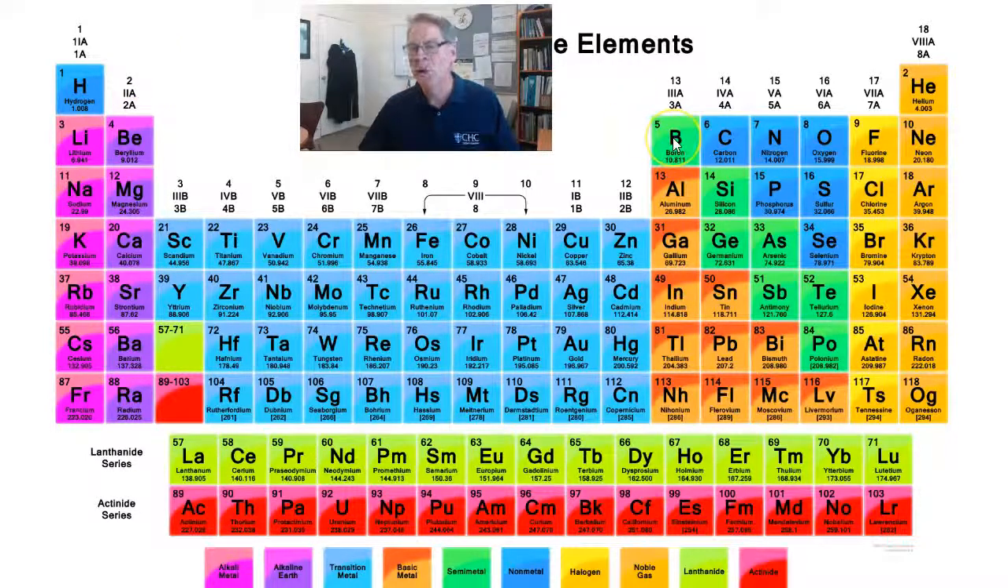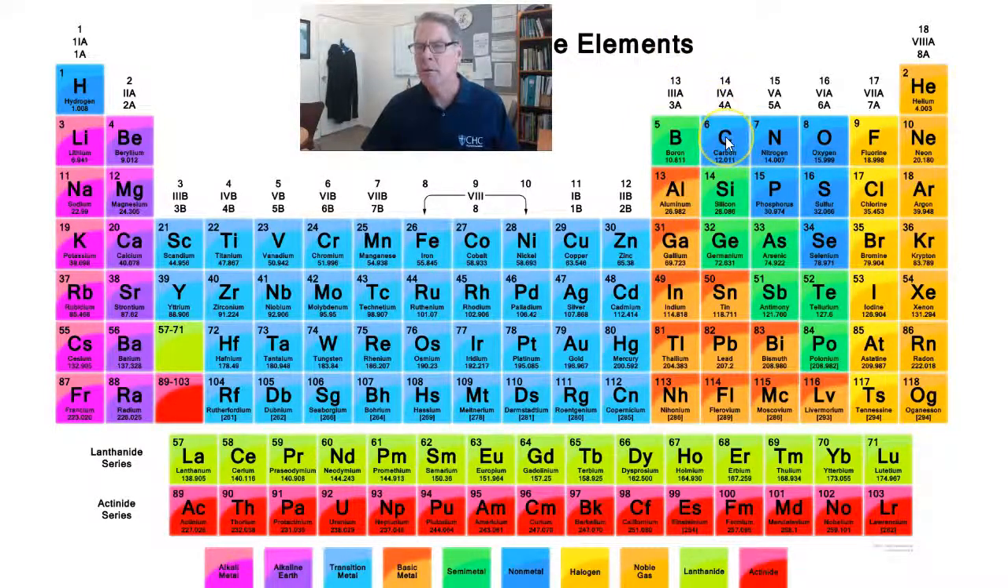Boron's 5, it can lose 3 to look like helium 2, or it can gain 5. It actually sometimes does both, but mostly it loses 3. So aluminium 13 can gain 5 to look like argon, or it can lose 3 and look like neon. It loses 3 most of the time. So its valency in column 3, notice 1, 2, 3A there, is 3.